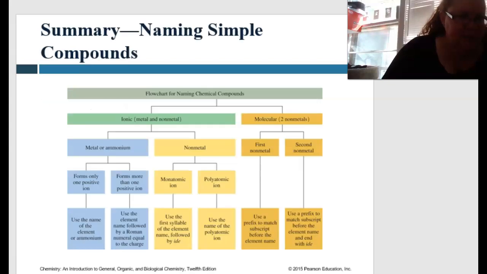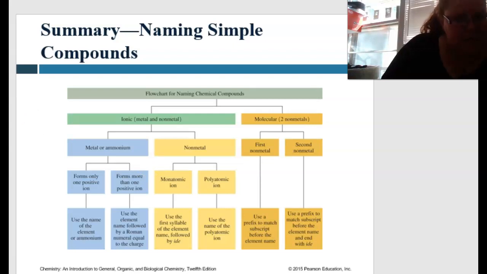All right, so here is our naming flow chart. It covers whether a compound is ionic, with a nonmetal or metal, or molecular with 2 nonmetals, metal or ammonium, nonmetal, mono, polyatomic. You can read through this, and again, that'll be a really good reference table for you.